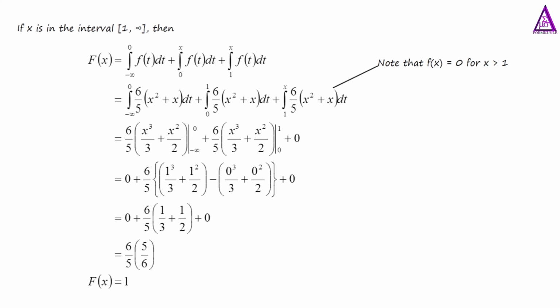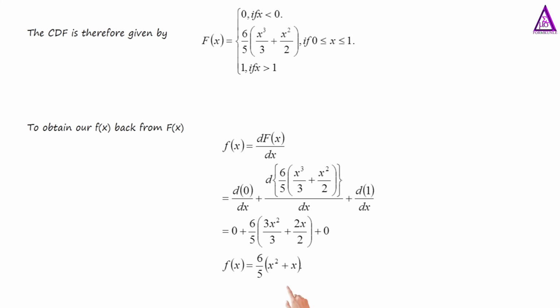So therefore, this is our CDF. The first one is when x is less than 0, we have a 0. When x is in the given range, we have 6 over 5 into the bracket x raised to the power 3 divided by 3 plus x raised to the power 2 divided by 2. And when x is greater than 1, which is the upper limit of the given range, we have 1.